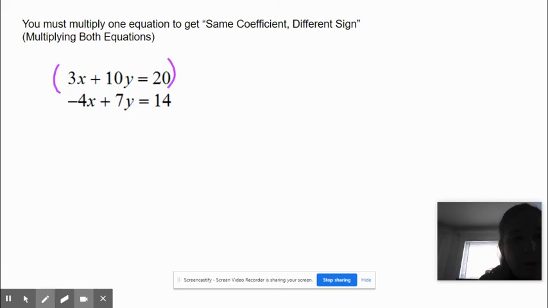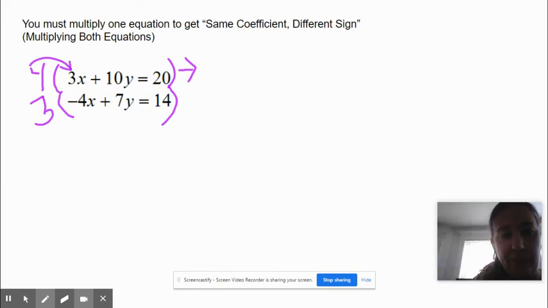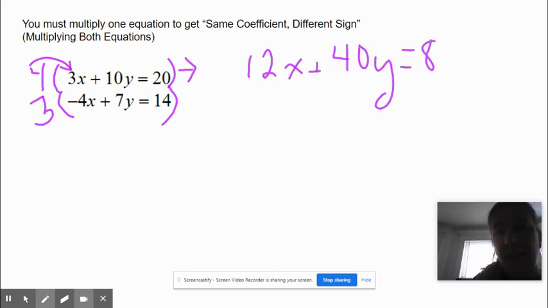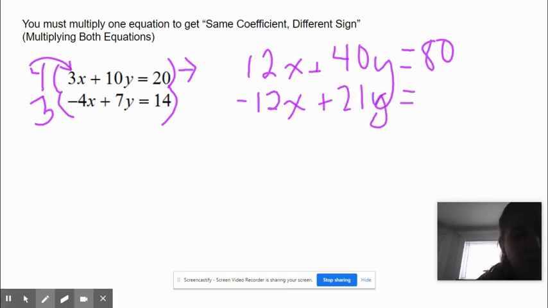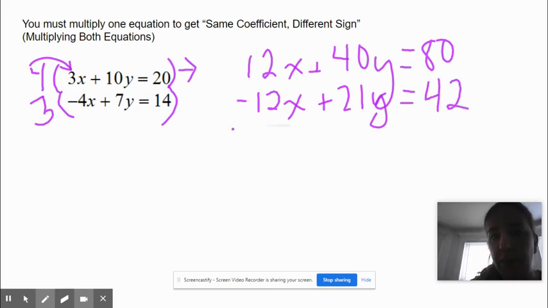So here we go. The top, I'm going to multiply by 4, so I can bring the x's up to 12. The bottom by 3. All right, so I distribute everything in. So if you're on this, you have done enough that you sort of get it, so I'm not going to waste too much time explaining everything. 4 times 10, 40y equals 80. Don't forget to distribute all the way through. Negative 12x plus 21y equals 42.